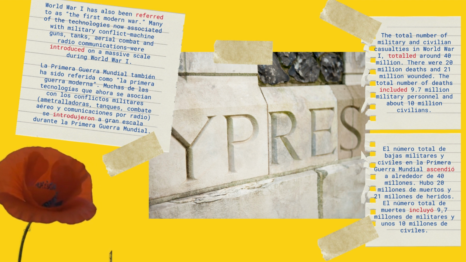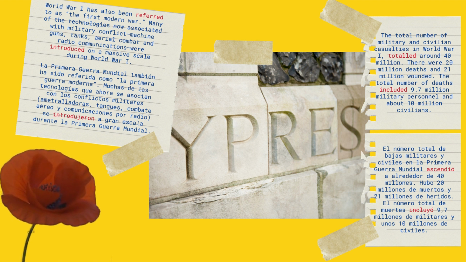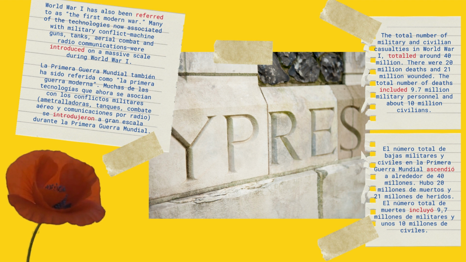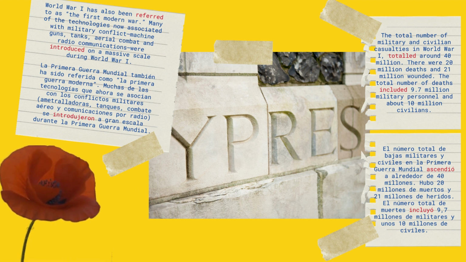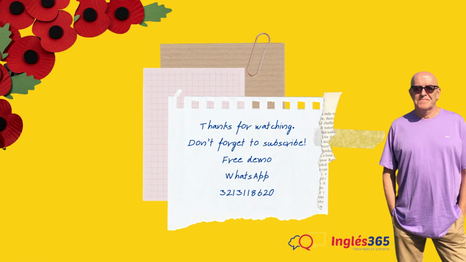The total number of military and civilian casualties in World War I was around 40 million. There were 20 million deaths and 21 million wounded. The total number of deaths included 9.7 million military personnel and about 10 million civilians.